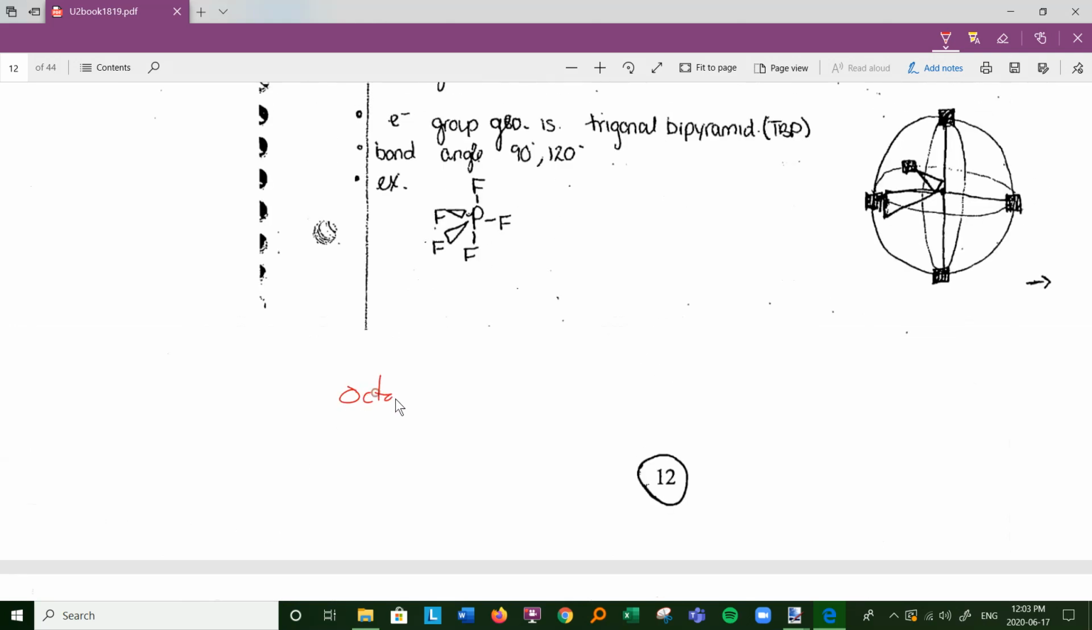Octahedral, like sulfur hexafluoride, is an example where all the angles are 90 degrees. So if I just quickly sketch it out, fluorine there, then fluorine going back, and fluorine going back. Okay.